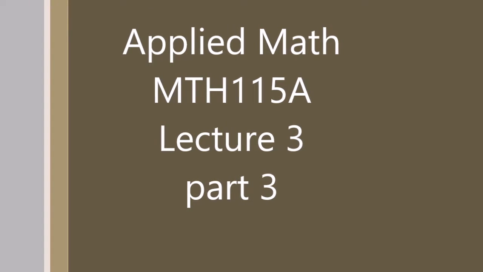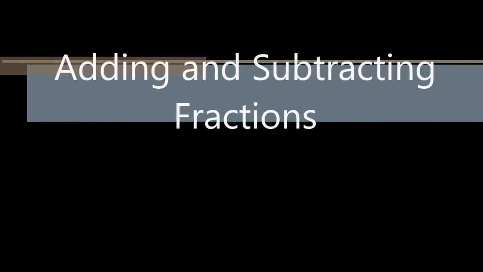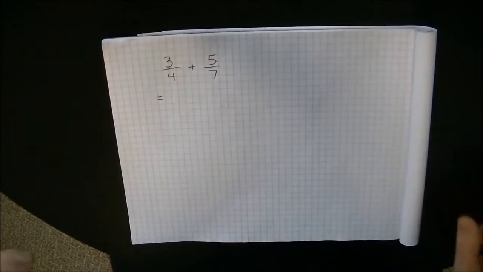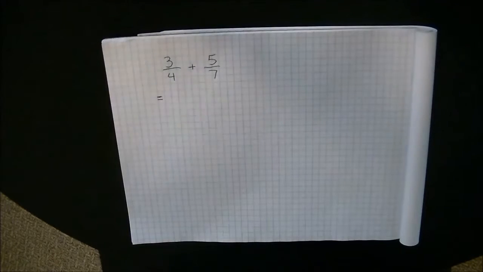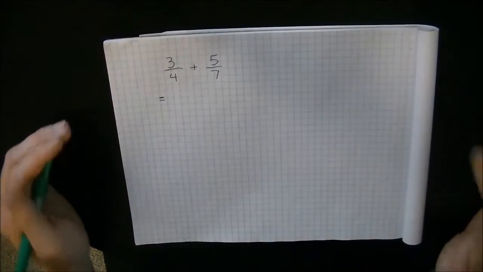This is Applied Math Lecture 3, Part 3. We've done dividing, we've done multiplying, so this is going to be adding and subtracting fractions. Here we go. All right, multiplication and division with fractions is pretty easy. It's what we've done. It's what fractions are made for.